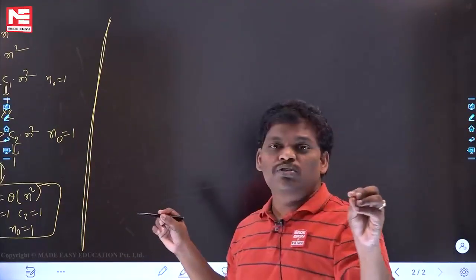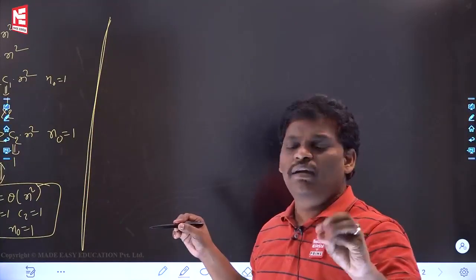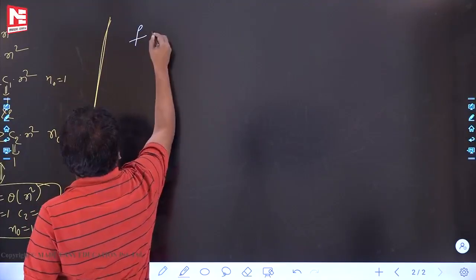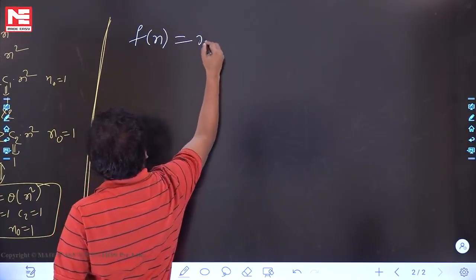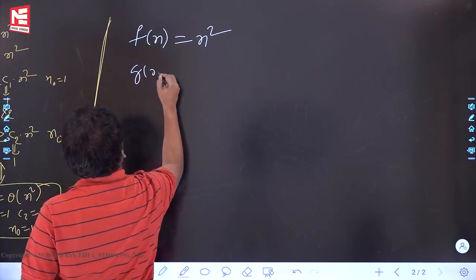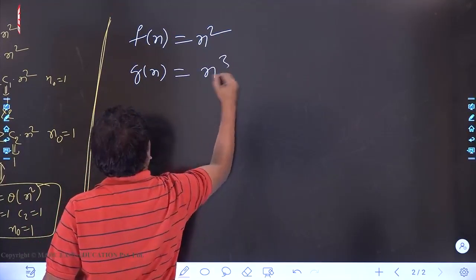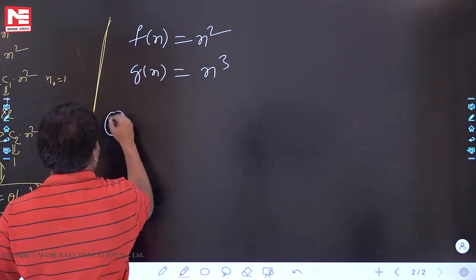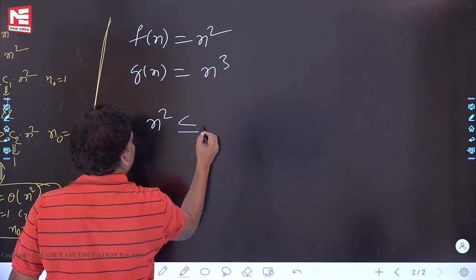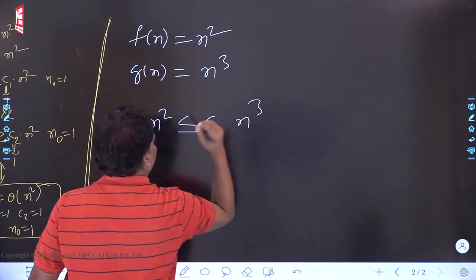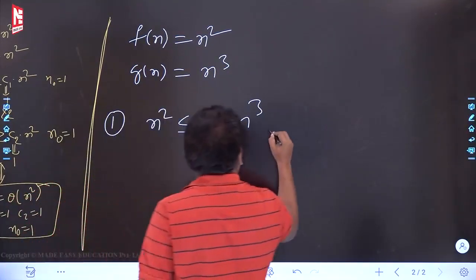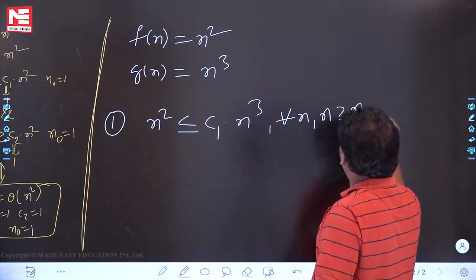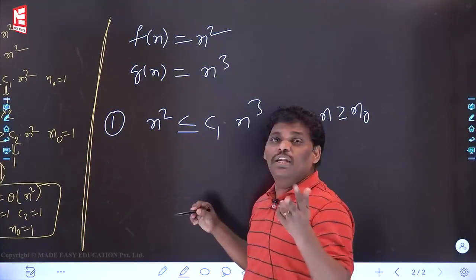Let's see the theta notation one more time. One more example is there. Let's see that also. See this one: f of n is equal to n square, g of n is equal to n cube. Now let's try big O. N square less than or equal to some C1 into n cube, so for all n where n is greater than or equal to n0. Let me try. Can you help me with one small n? What is the meaning of big O?